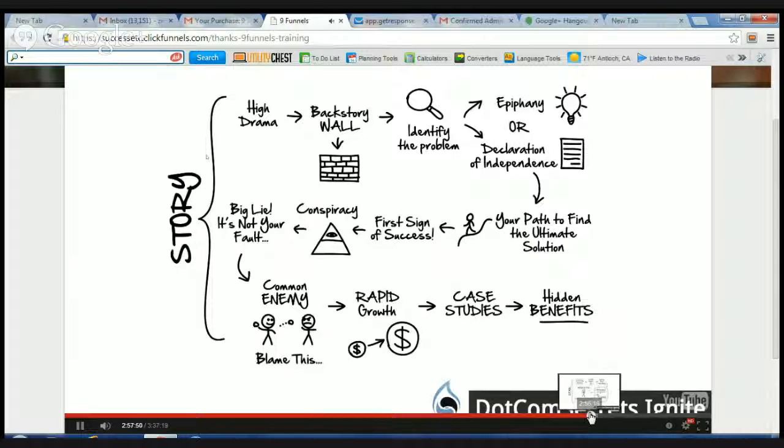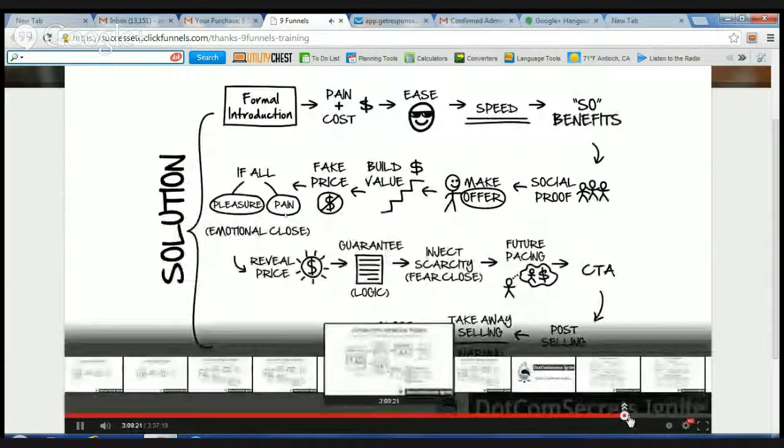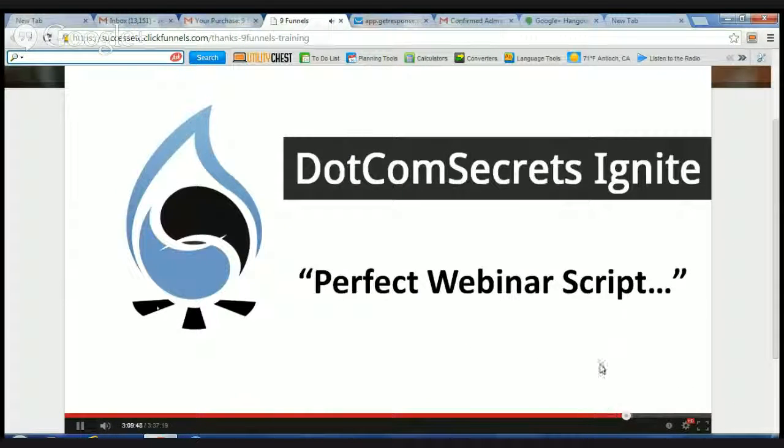Okay. So here's more about a story. I don't want to go through it, but Russell's got a lot of good solution and story. Then this is what I'm looking at, our funnel. We have a webinar funnel: registration, confirmation, replay, webinar, emails. When you have a webinar, it's to sell something. Webinar script. Guys, this is something I could go over for hours, but this is kind of what it looks like.